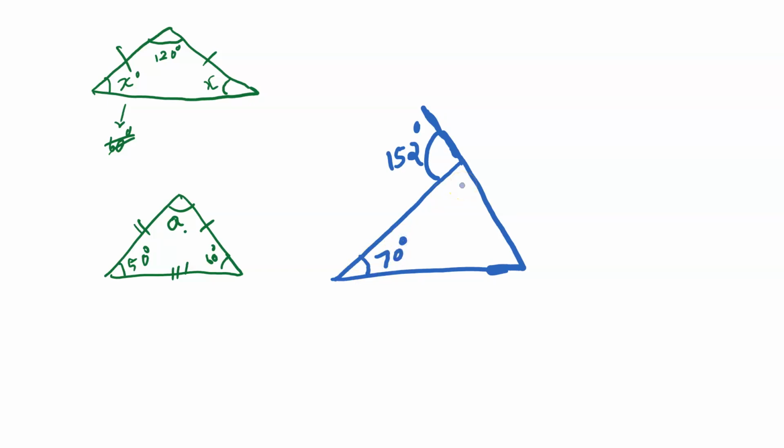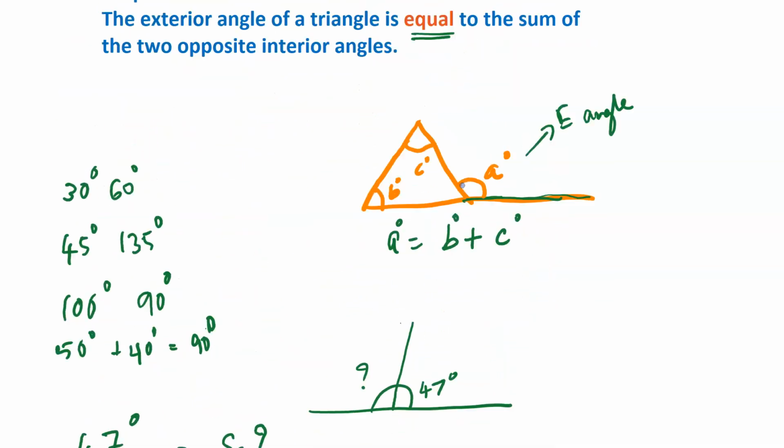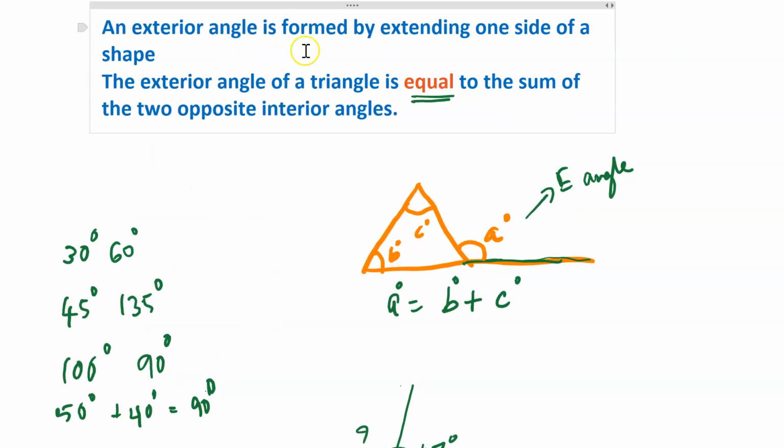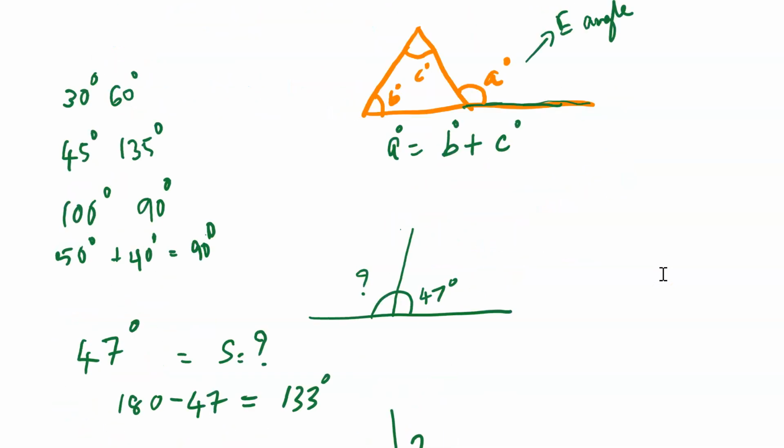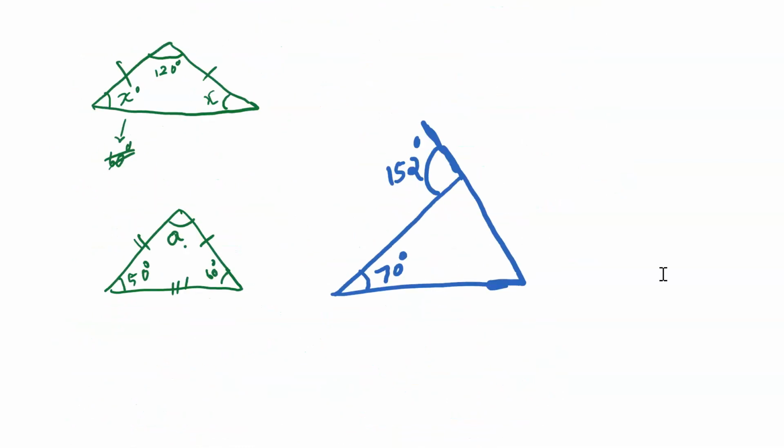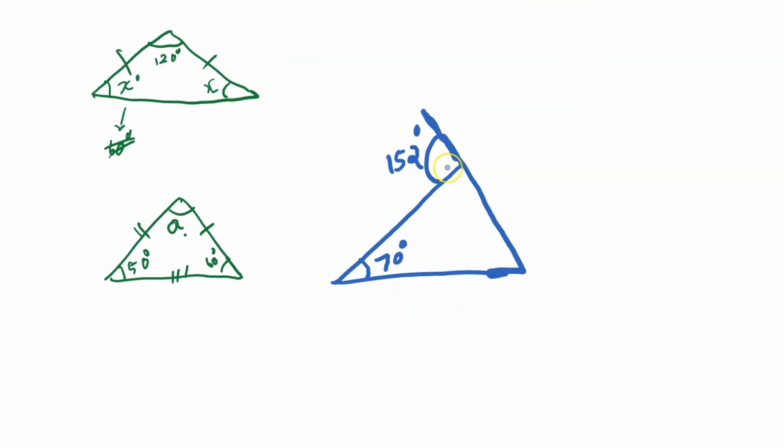What did we learn about the exterior angle? Let's have a recap. An exterior angle is formed by extending one side of a shape. The exterior angle of a triangle is equal to the sum of the two opposite interior angles. So the exterior angle is equal to the sum of these opposite interior angles. That is, when you add this angle and this angle, you must get 152.